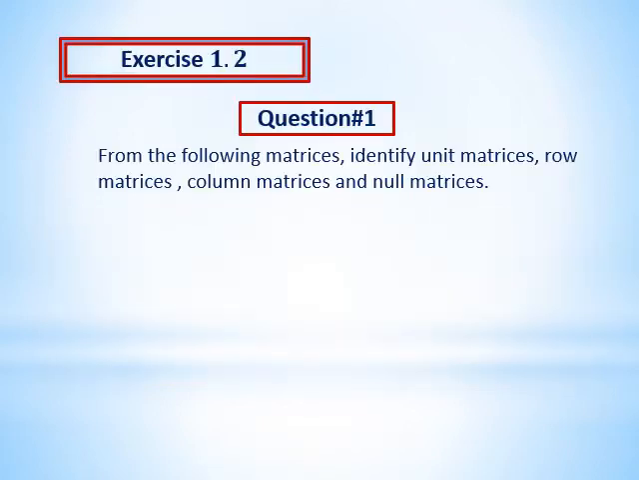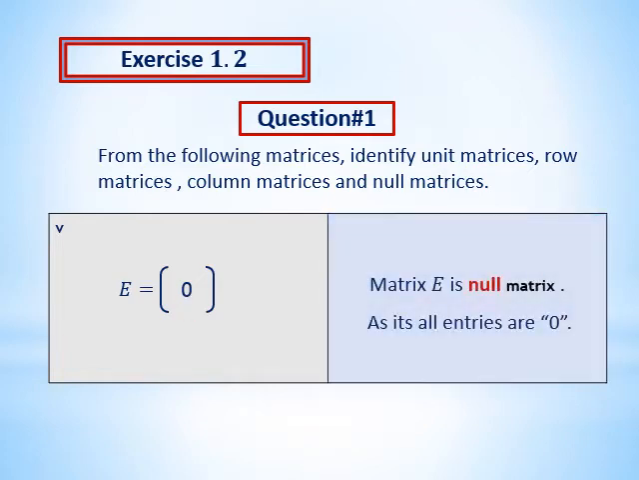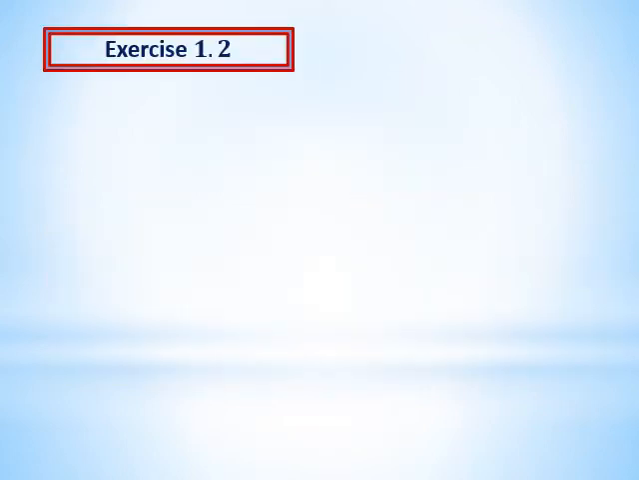Again, same question, we are going to identify. Look at matrix E, and its entry is 0. Its order is 1 by 1, and all the entries are 0, as it has only one entry, that is 0. So matrix E is a null matrix, as all its entries are 0. So E is a null matrix.